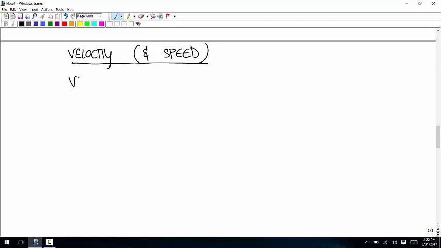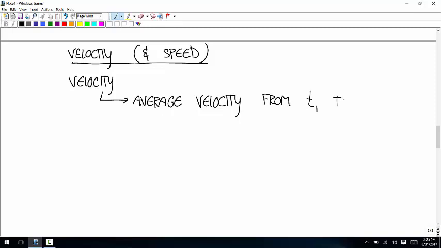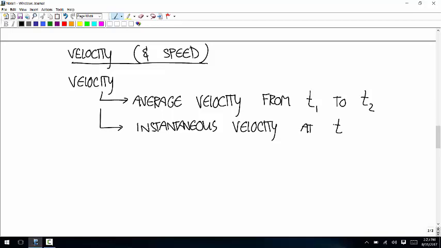And talking about velocity, I'm going to do it in two pieces. I'm going to first talk about average velocity. For average velocity, you need to specify two instants of time, like a start of your interval and an end of your interval. So this is the average velocity from a time t1 to a time t2. And then after average velocity, I'm going to talk about instantaneous velocity. Instantaneous velocity is defined at a single instant in time. So I'll just say time t.